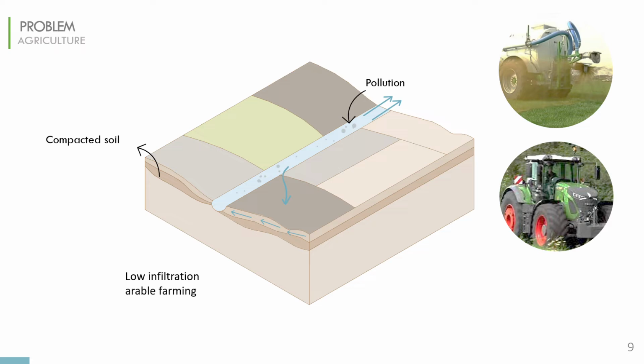In turn, the arable farming causes compaction of the subsoil. This causes little infiltration of rainwater and streams the water down to the stream. This causes the streams to become polluted with the manure that is applied to the crops.